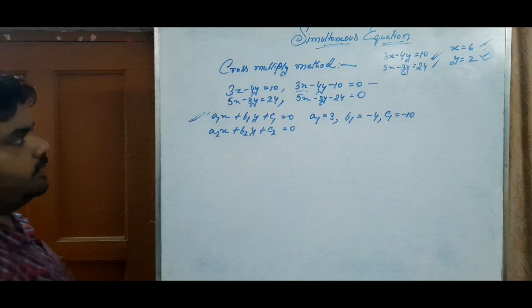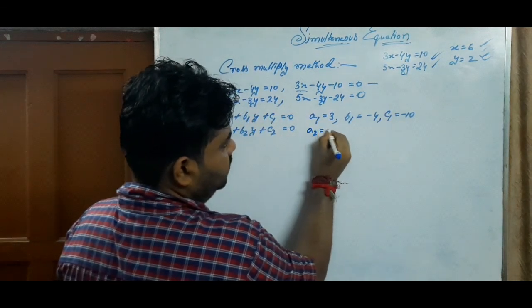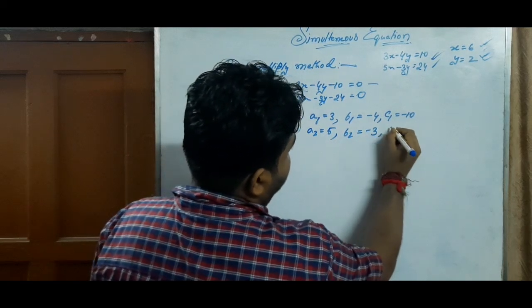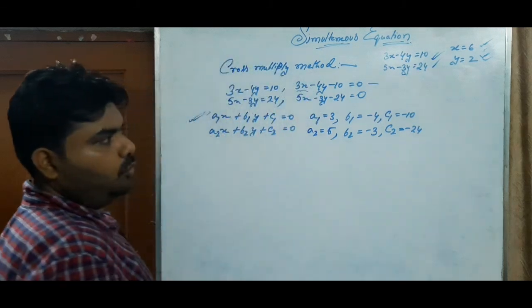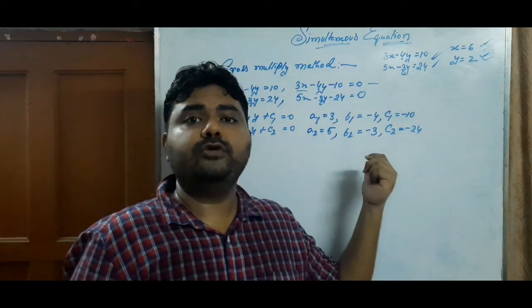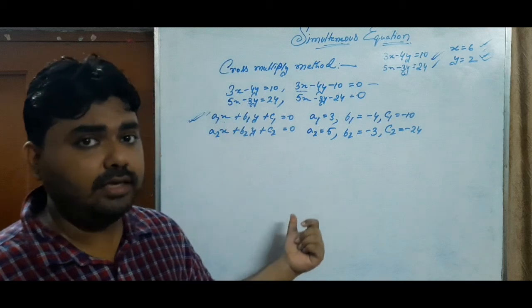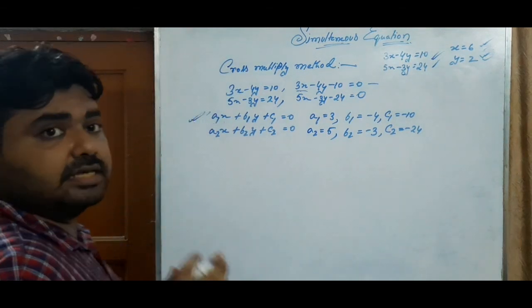Okay. Now in case of the second equation, a2 equals 5, b2 equals minus 3, and c2 equals minus 24. So we can represent a1, b1, c1 and a2, b2, c2 with their respective values. Now how to solve this equation by the cross multiplication method? Now just see the form.